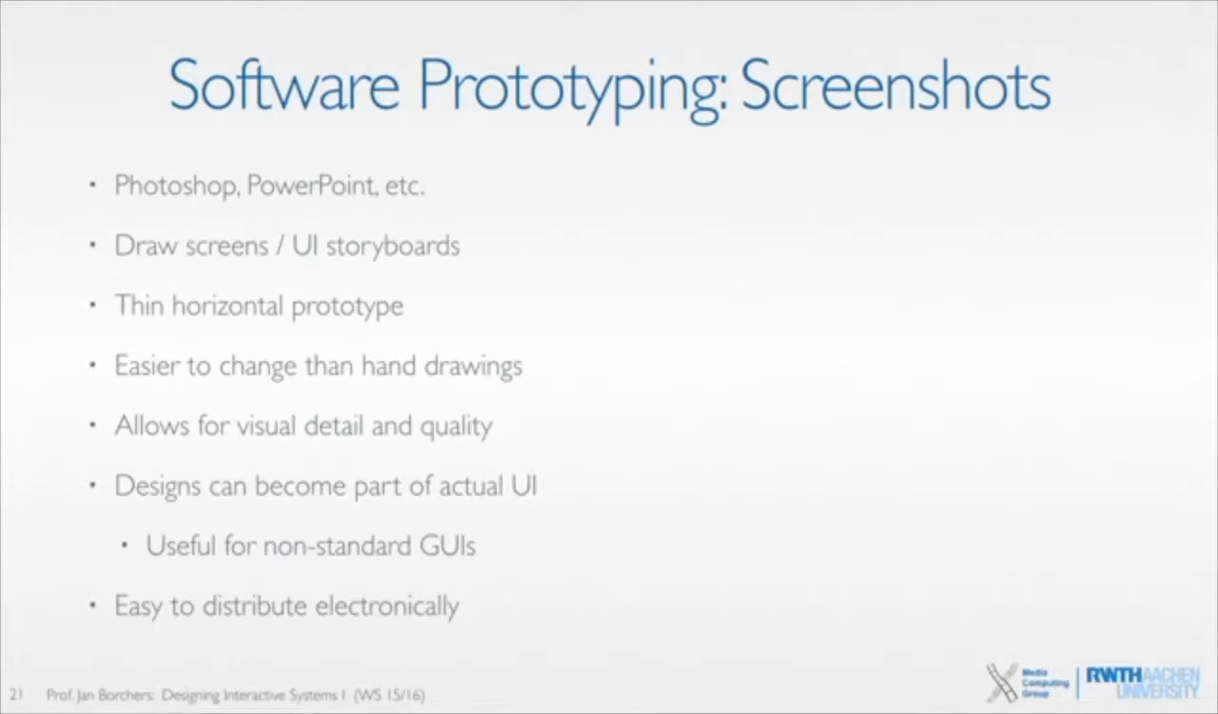If you want to get a little more fancy, then you can do screenshot prototypes. Those are usually done using Photoshop or PowerPoint. I'll show you a couple examples in a second. You draw your screens or your UI storyboards. It's a very thin horizontal prototype because there isn't any code running behind it. It's just screenshots. It's just pictures, JPEGs.